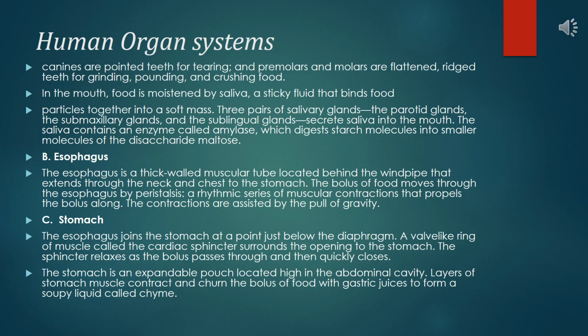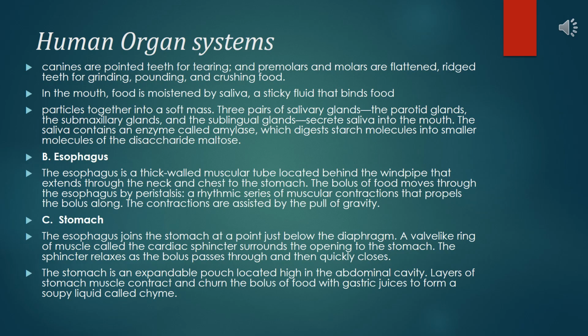In the mouth, food is moistened by saliva, a sticky fluid that binds food particles together into a soft mass. Three pairs of salivary glands, the parotid glands, the submaxillary glands, and the sublingual glands, secrete saliva into the mouth. The saliva contains an enzyme called amylase, which digests starch molecules into smaller molecules of the disaccharide maltose.